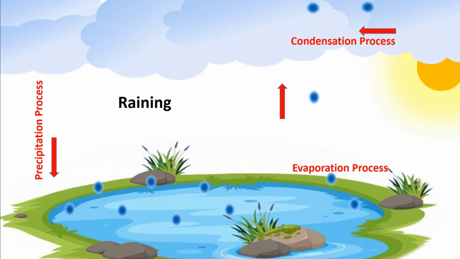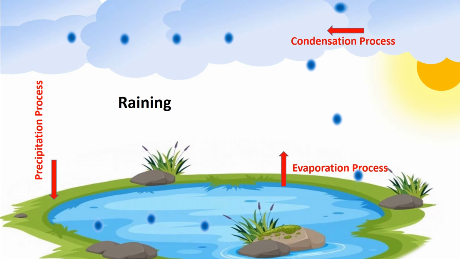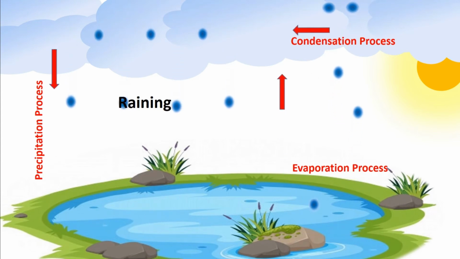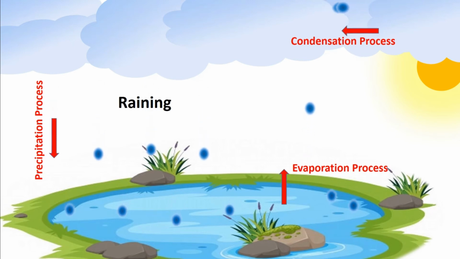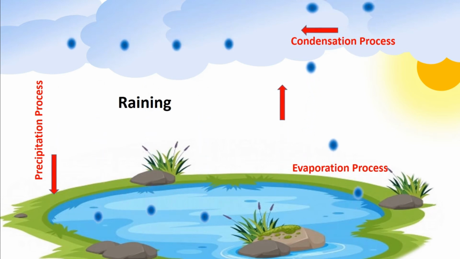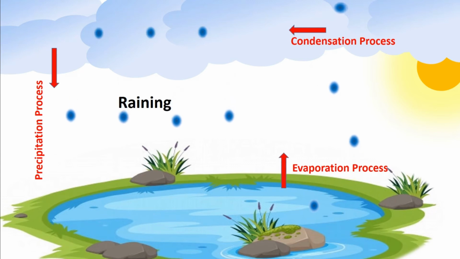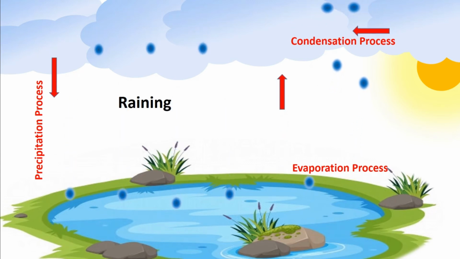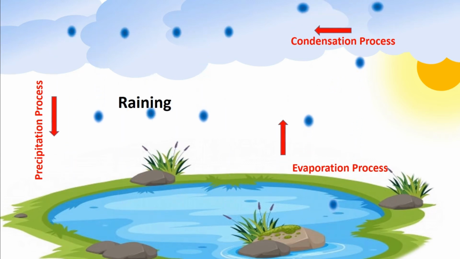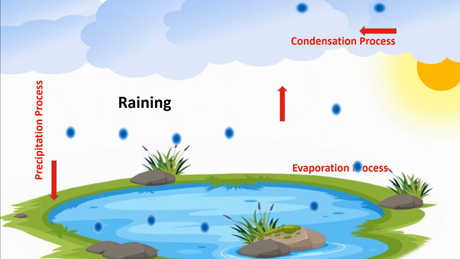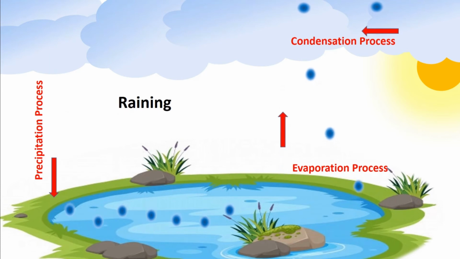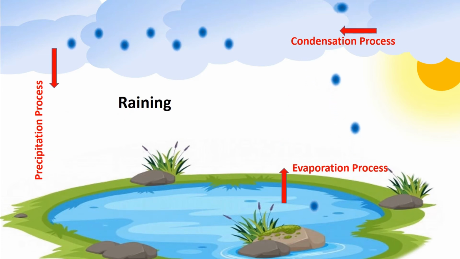So we can also define rain or the precipitation process as when heavy water droplets are unable to suspend in the air, so they move toward the earth. In this way, the water comes down to the earth and again becomes part of the water reservoir that already exists on the earth. And again the evaporation process starts. So we can say that after rain, the water cycle is completed.